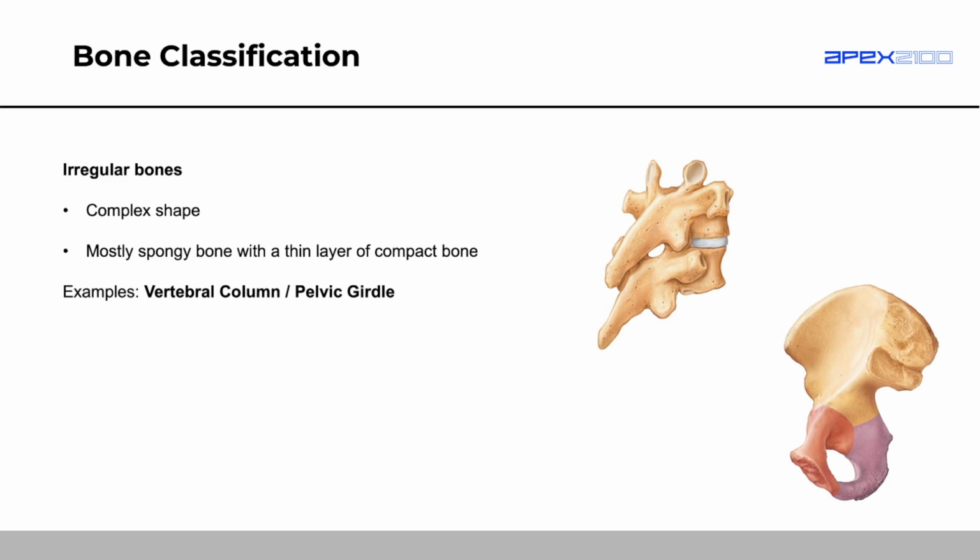All right, and then irregular bones. So irregular bones are always funny looking bones. They're a complex shape. They're made of mostly spongy bone with a thin layer of compact bone on the outside. And our examples are our vertebrae in the vertebral column, and you can see here two vertebrae pictured, and also the coxal bone or the pelvic girdle pictured as well is a type of irregular bone.